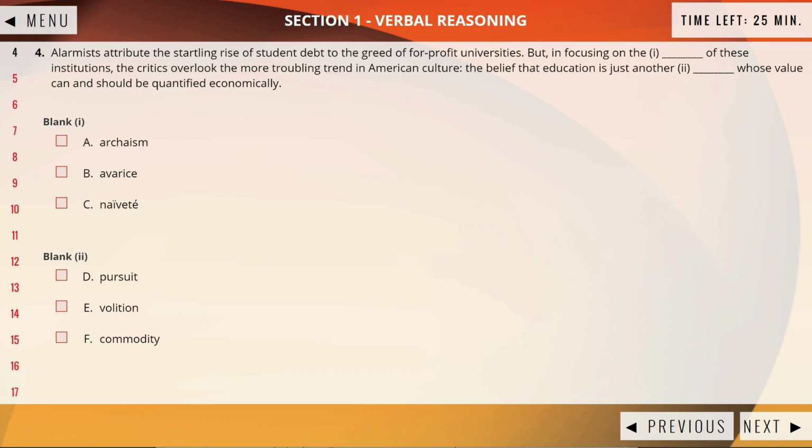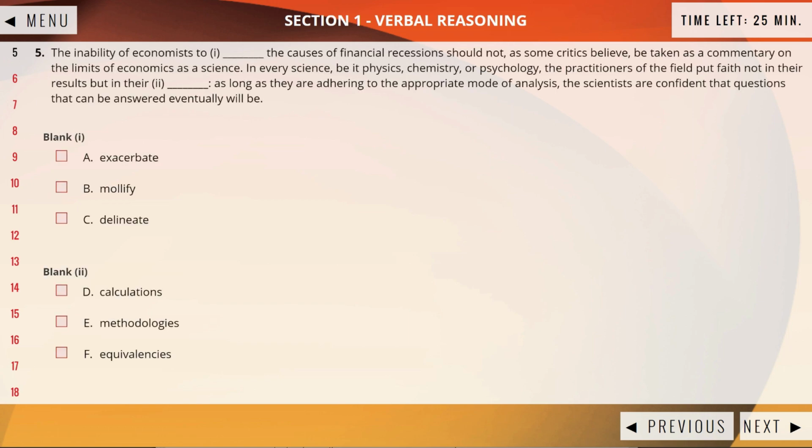Okay, alarmists attribute the startling rise of student debt to the greed of for-profit universities. Okay, by focusing on the something of these institutions, greed, so avarice is greed, the critics overlook the more troubling trend in American culture. The belief that education is just another commodity whose value should be quantified economically. It's a commodity, so you can quantify it economically. Pretty straightforward, that one.